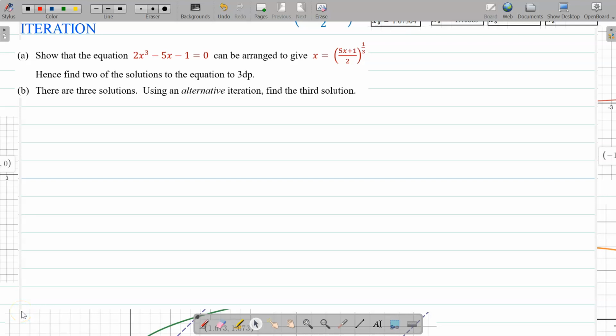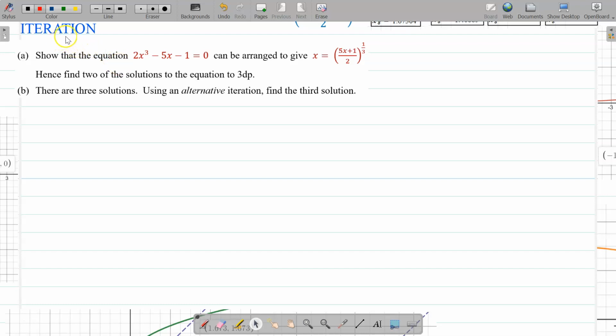Hello and welcome to this video on iteration. Now this is a GCSE grade 9 topic, and what I've done here is I've created a question that might be a bit like the GCSE question, but I've extended it with part B by making it slightly more difficult, but it does make for a very interesting overview of this whole topic.